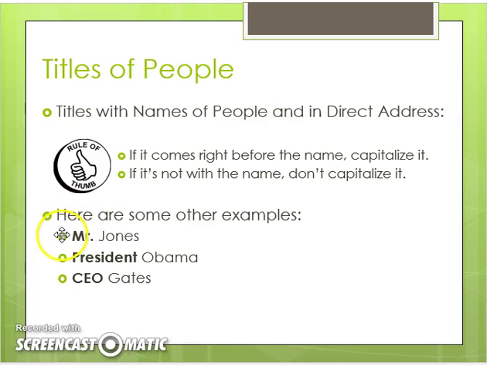So here are some examples of when we capitalize that title with the name. Mr. Jones, President Obama, CEO Gates. Notice how these all come right before, and they're part and parcel of the name itself. Okay.